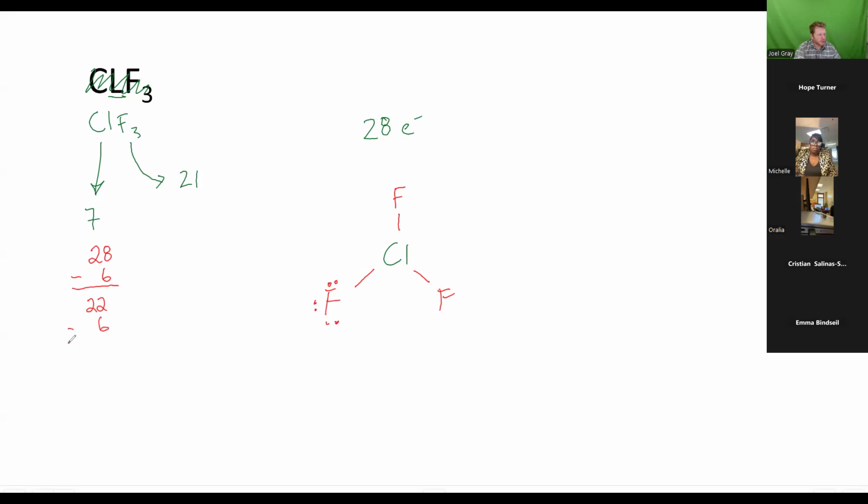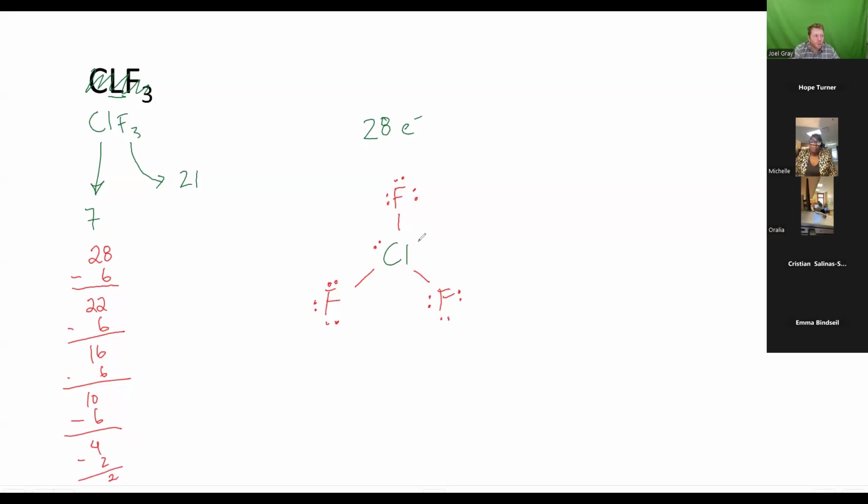So 22 minus 6 is 16. Now, my next fluorine, 1, 2, 3, 4, 5, 6. Minus 6 equals 10. My last fluorine, 1, 2, 3, 4, 5, 6. Minus 6 equals 4. So now I'm down to 4 basically excess electrons. Okay. Chlorine doesn't have a complete octet. I knew that earlier. So I'm going to put 2 electrons there. So I'm going to say -2. I've got 2 left.